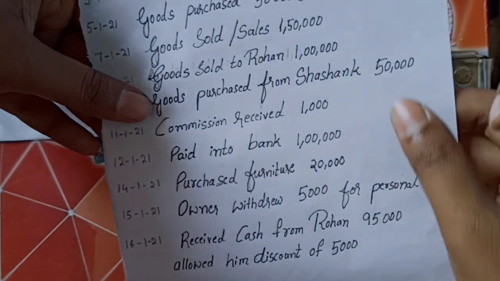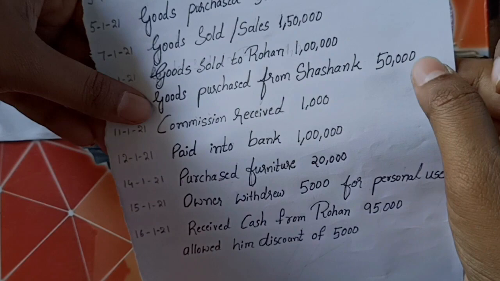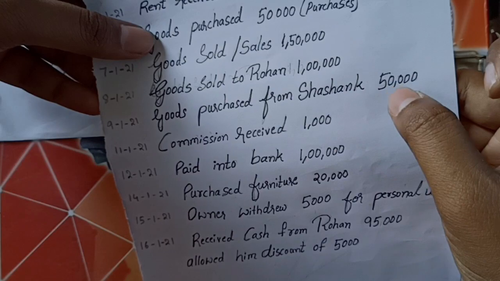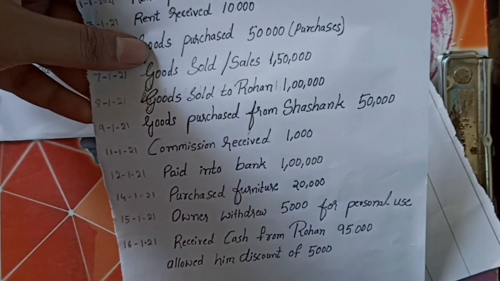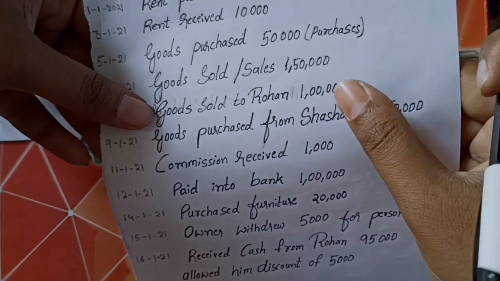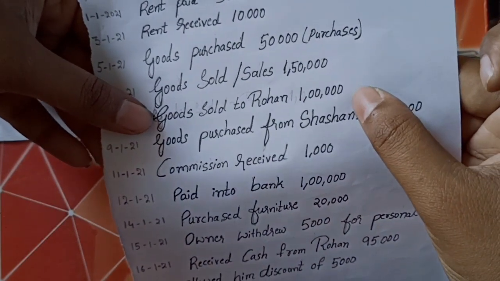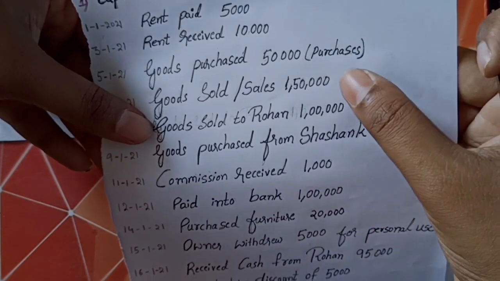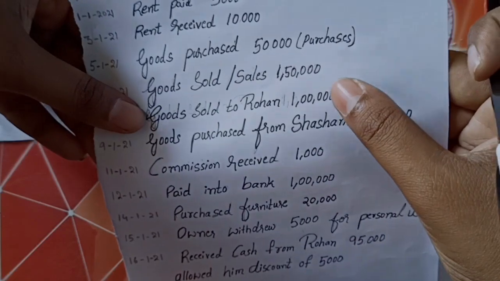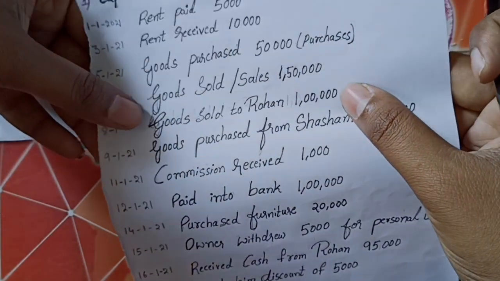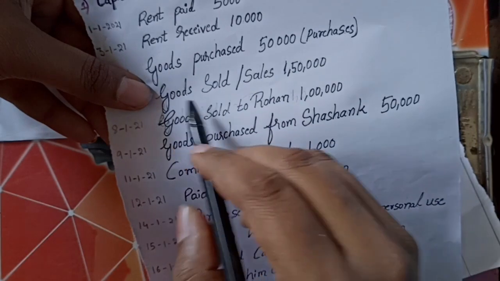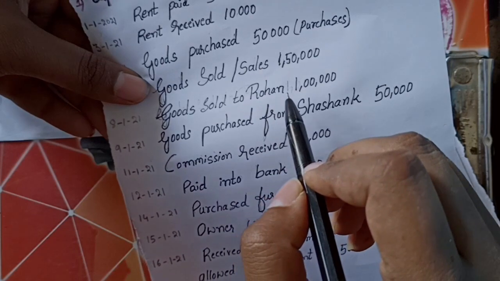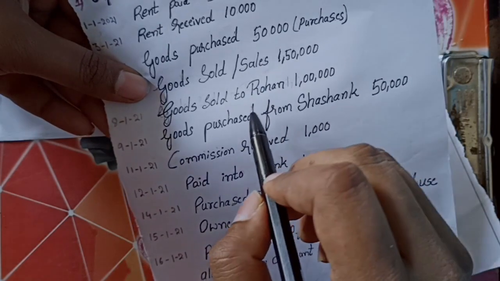Next one, goods purchased from Shashank. Here, what is the difference between purchases and goods purchased from Shashank? Next one, goods sold to Rohan. What is the difference between sales and goods sold to Rohan? Here the sales are cash transactions. Here the goods sold to Rohan is a non-cash transaction. It is a credit transaction.